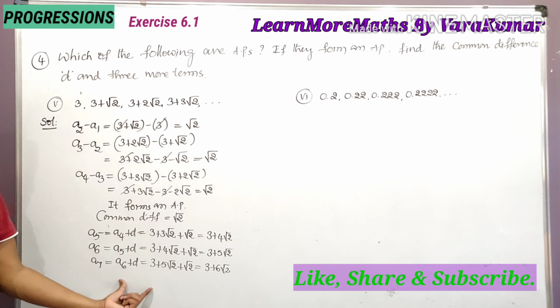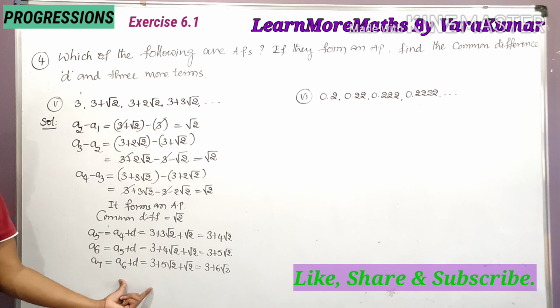So here a2 minus a1 is not equal to a3 minus a2, student. These two are not equal. Therefore, it does not form an AP. So this is the sixth bit, student, in the fourth problem.